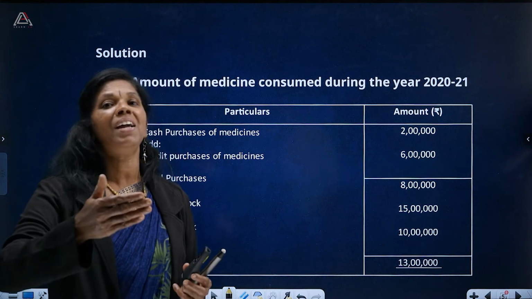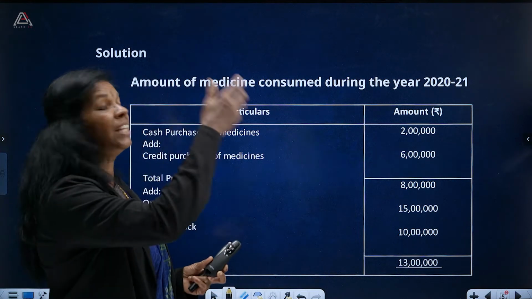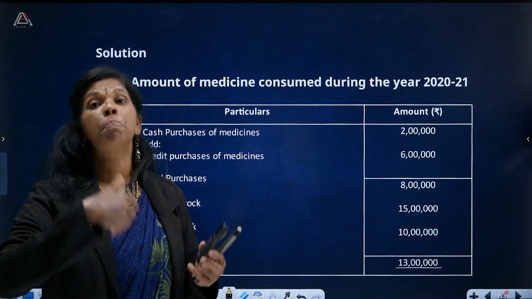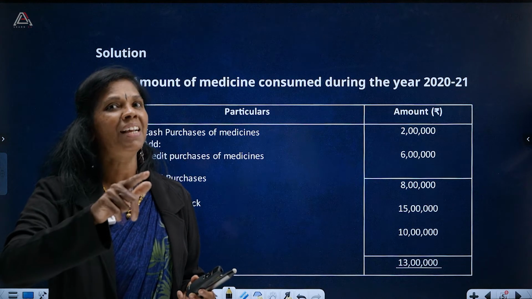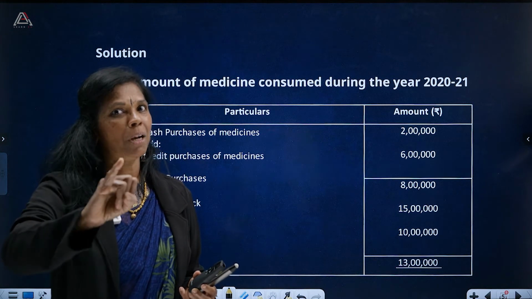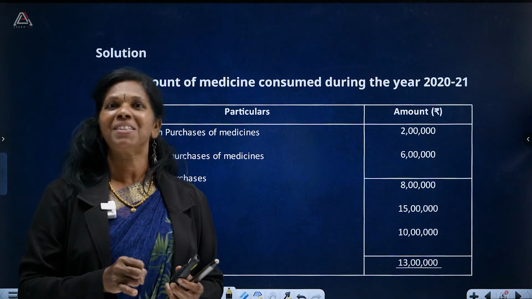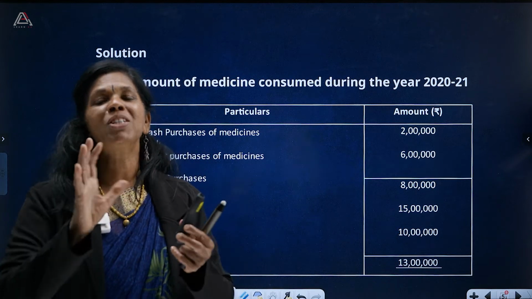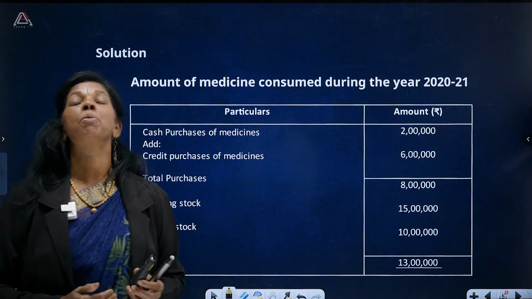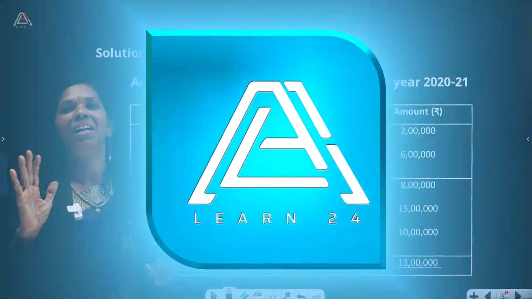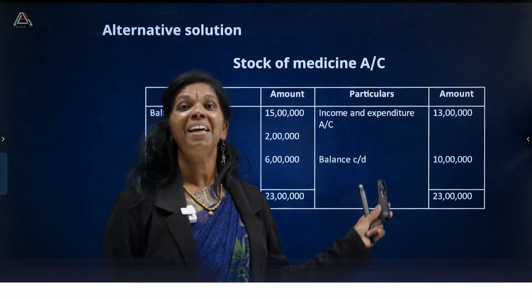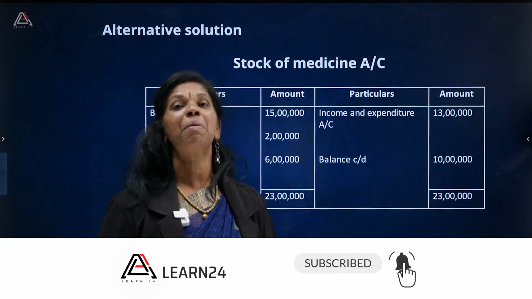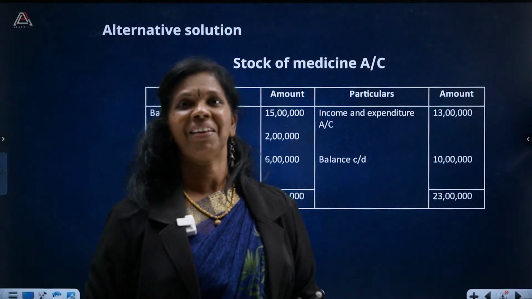Then another way that I will show you, another way we can find out the answer, we have to prepare stock of medicine account. Okay, have you got it? Have you understood? Then let us revise. Total purchase, along with the total purchases, we have to add opening stock of material and minus closing stock of material. See, the same question we can answer in another way. We can prepare stock of medicine account.